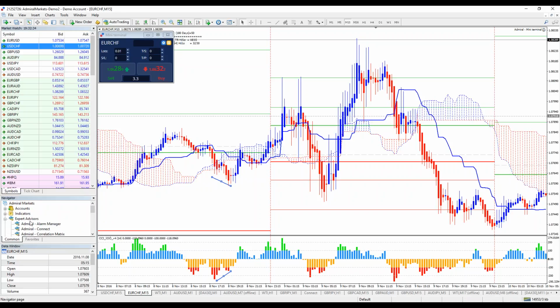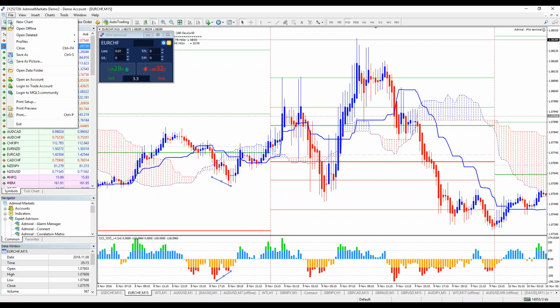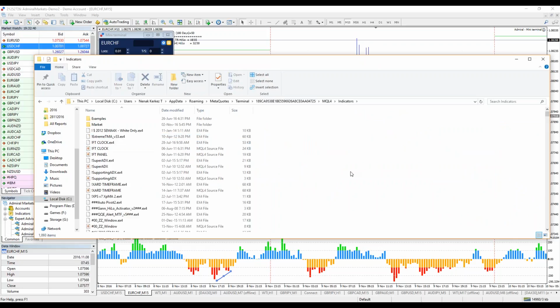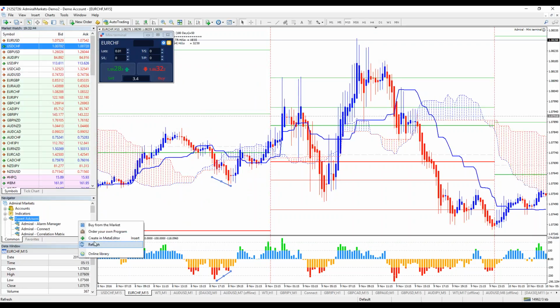This is Admiral Markets, Supreme. So file, open data folder, MQL4 indicators, and paste here. Once you do that, you just refresh. Left click and refresh. Okay.